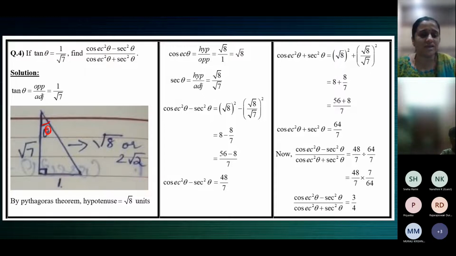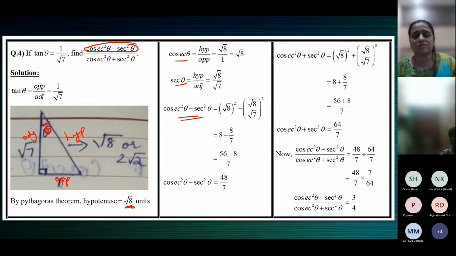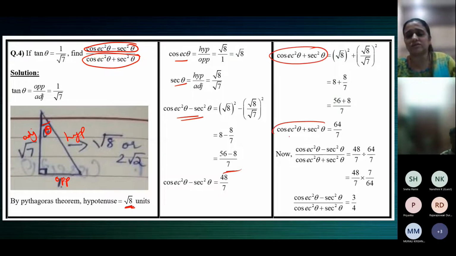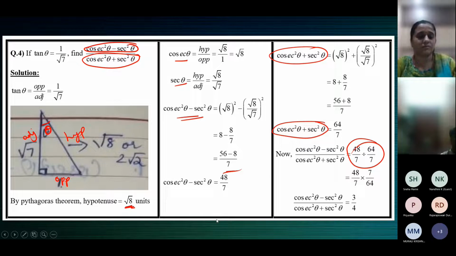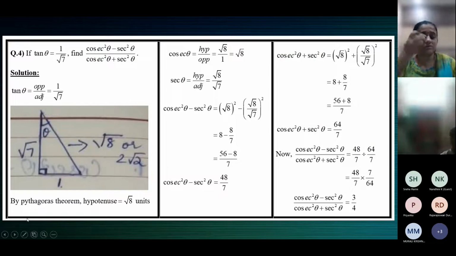So for this angle theta, this is the opposite side, this is the adjacent side, and this is the hypotenuse because it's opposite the right angle. So find the hypotenuse using Pythagoras theorem. Then find cosecant theta and secant theta. Find cosecant square theta minus secant square theta, then cosecant square theta plus secant square theta here. Then divide the two values. So this is simple. Using a right triangle, you can easily get the answer.